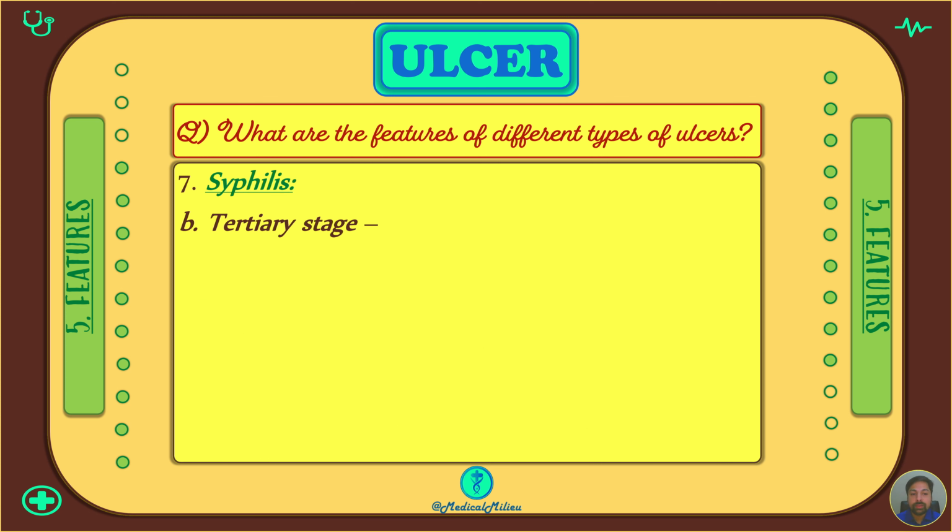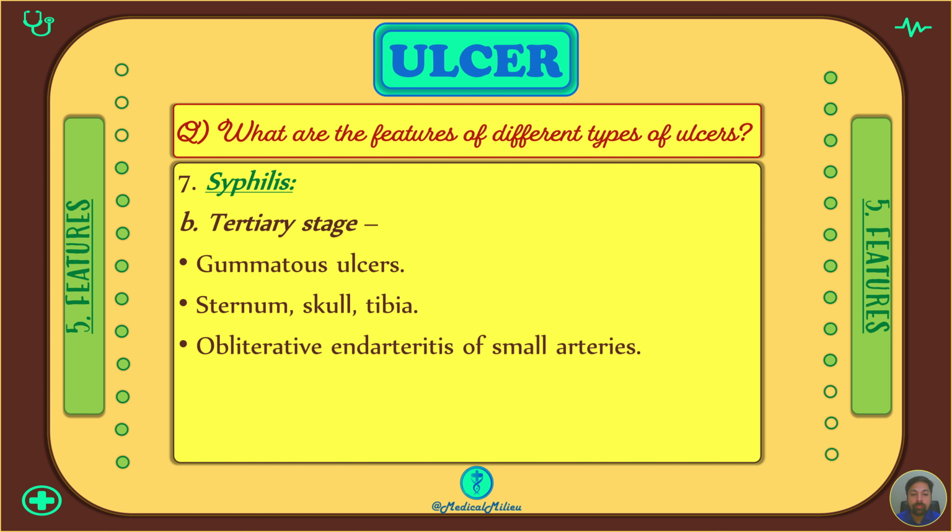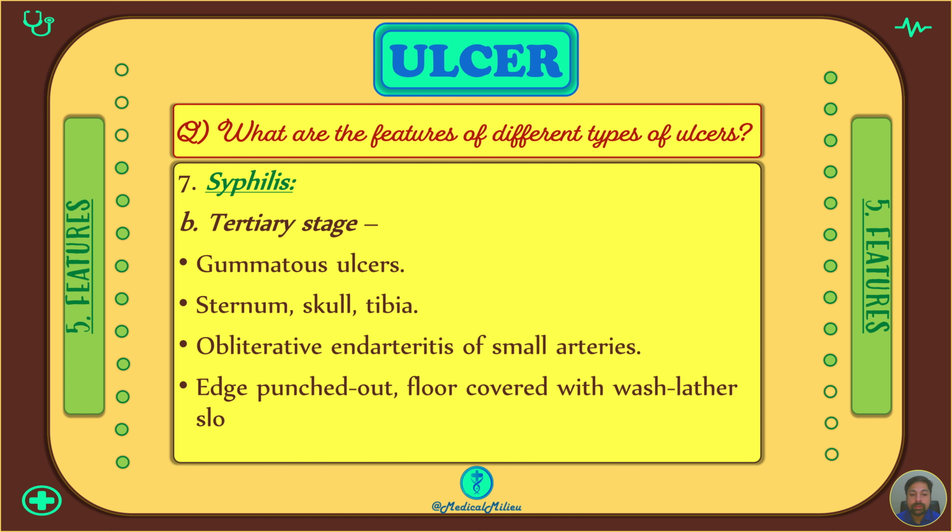The tertiary stage of syphilis is characterized by formation of gummatous ulcers over the skin over bony prominences like the sternum, skull, and tibia. They occur because of obliterative endarteritis of the small arteries. The edge is punched out, and the floor is covered with washed leather slough.